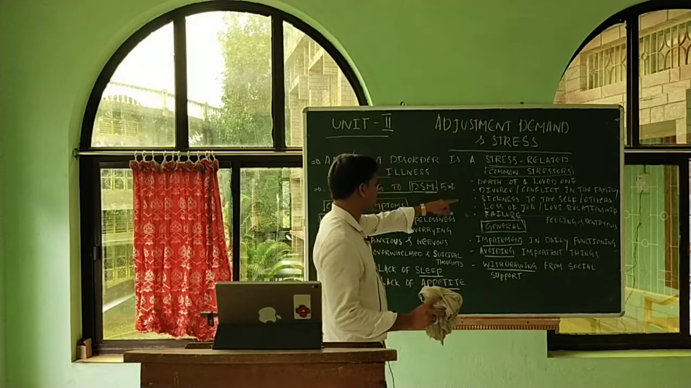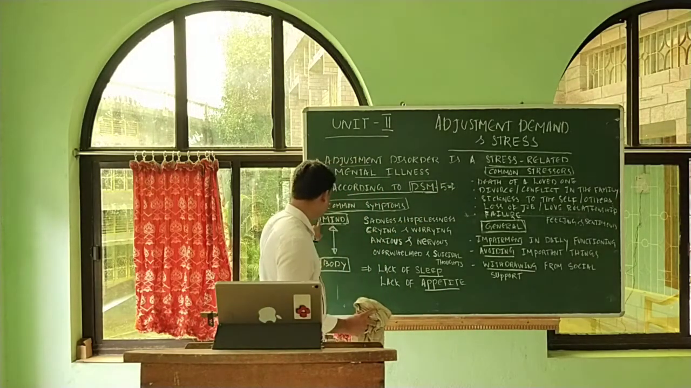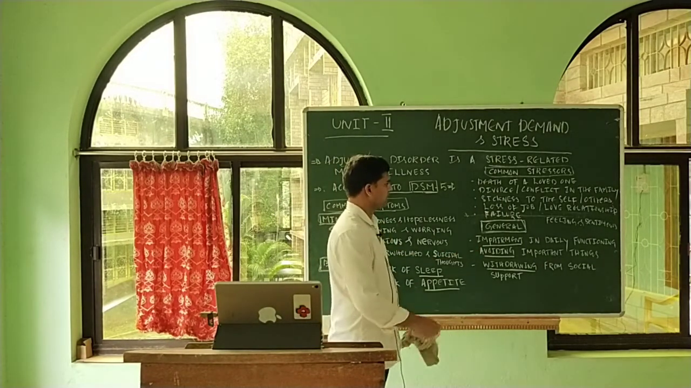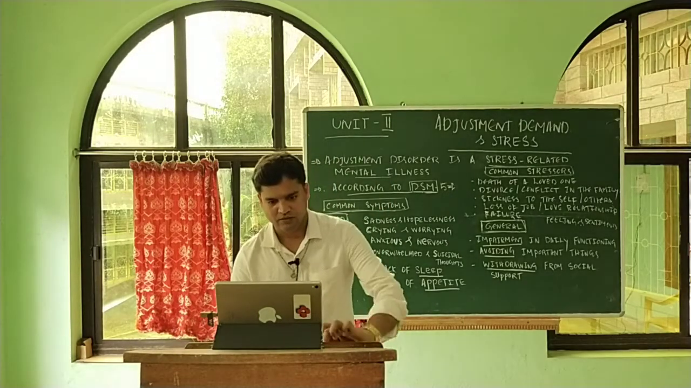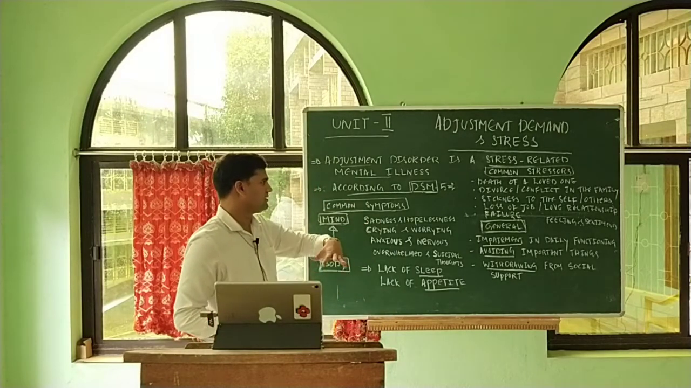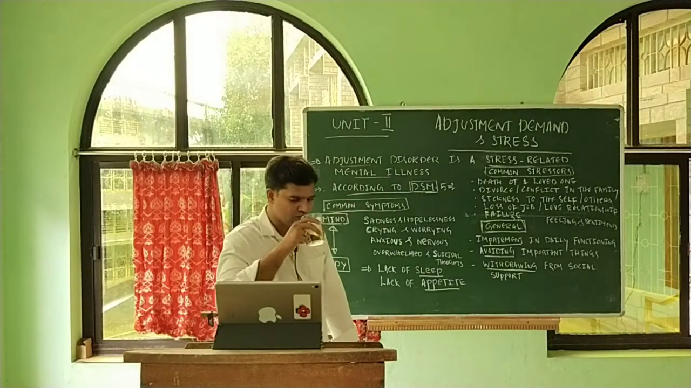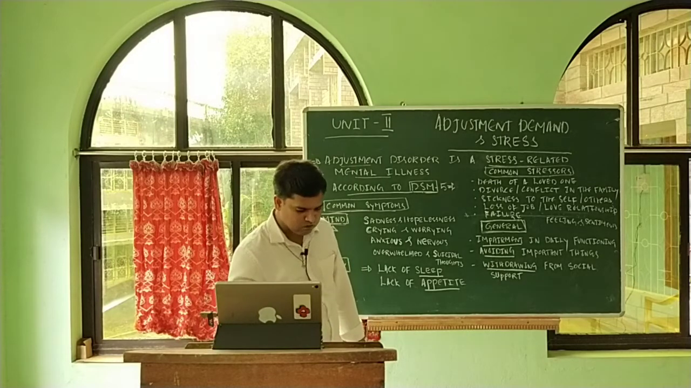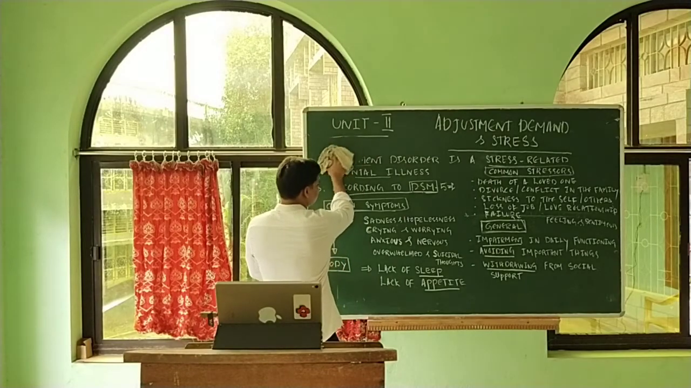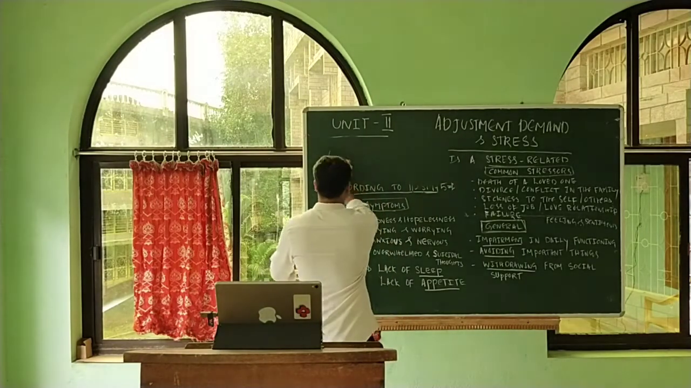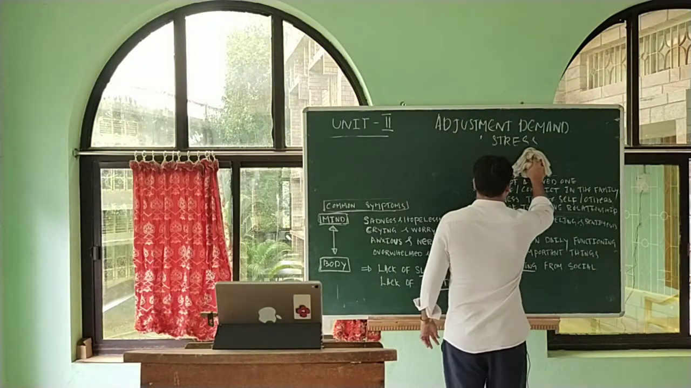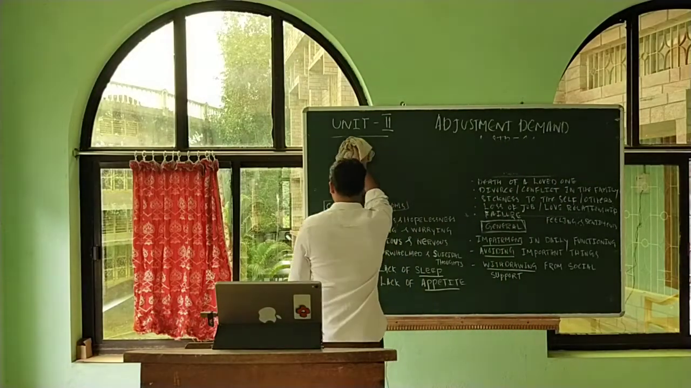So that might function as common stressors, leading to these symptoms in the mind, symptoms in the body, and some general symptoms. So this, in brief, is adjustment disorder. Now we shall look a little more elaborately at stress. Basically, adjustment disorder is a stress-related mental sickness.